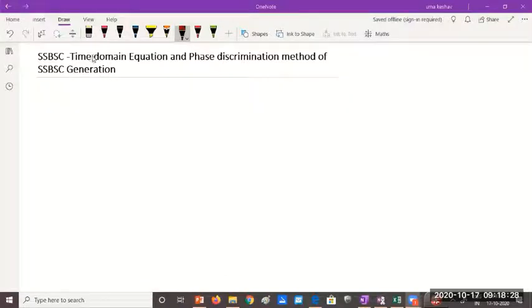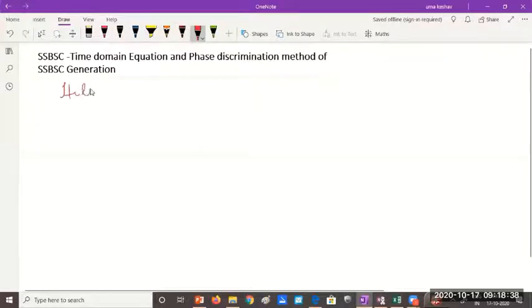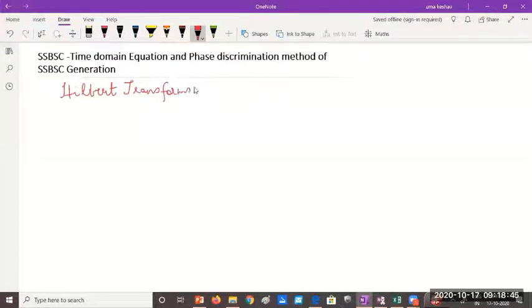because if I have to talk about the time domain equation and derivation, I have to discuss something known as Hilbert transforms. We have a concept of Hilbert transforms. Here, I'll not give you the complete equation and go in depth. I'll tell you the easiest way of what a Hilbert transform is and how it is defined.